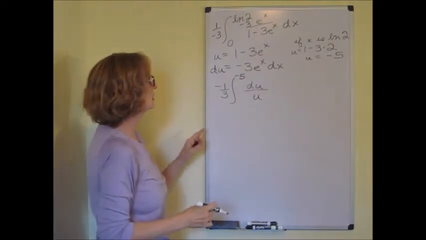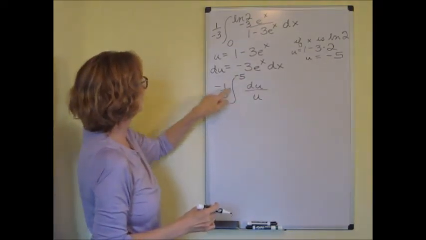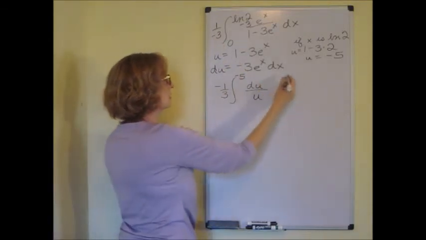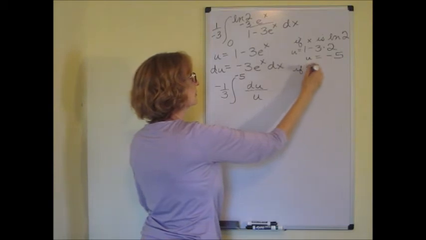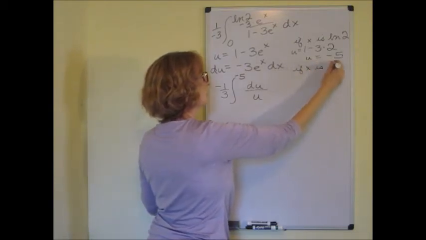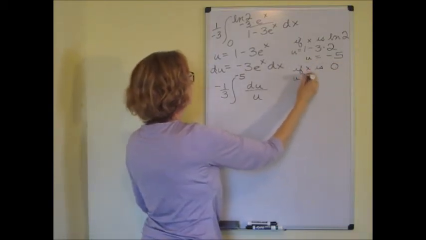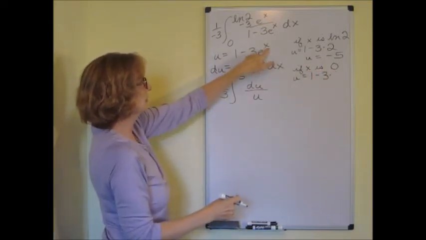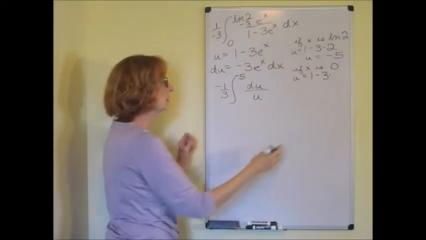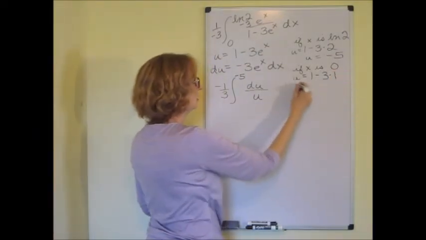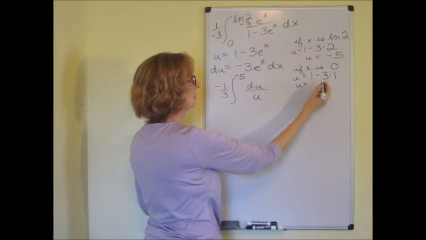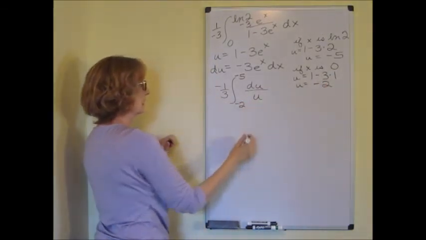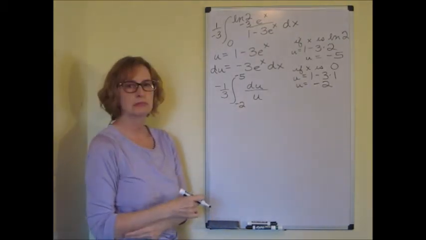And I want to also find what that lower limit of integration is by popping in a 0 for x. So if x is 0, u would be 1 minus 3 times e to the 0 power, which is 1. So that u is going to be 1 minus 3, which is -2. Okay. And now we should be able to take our integral.